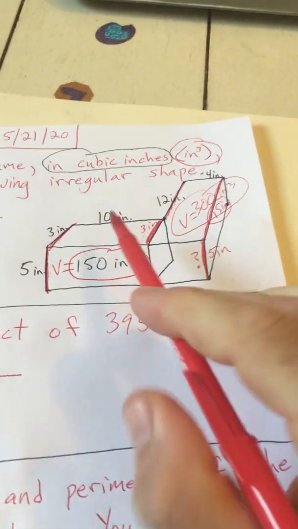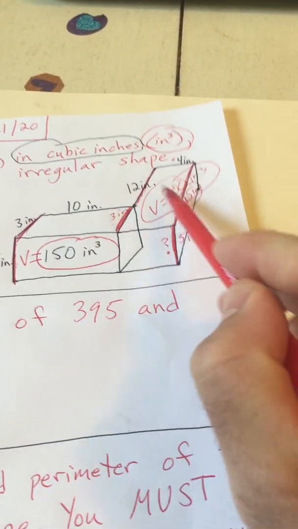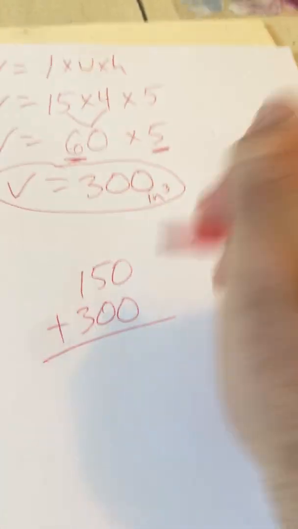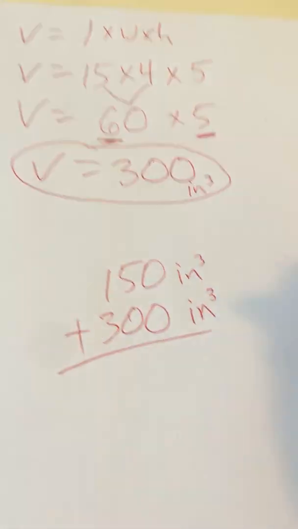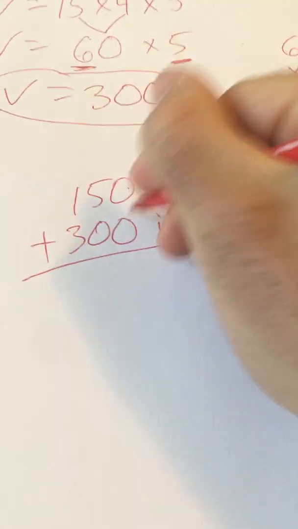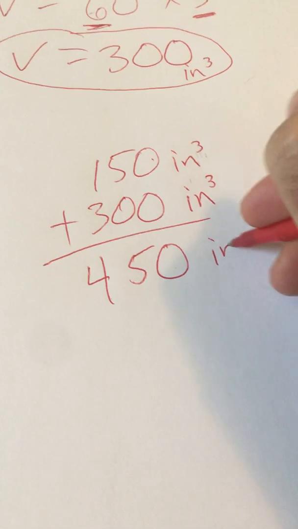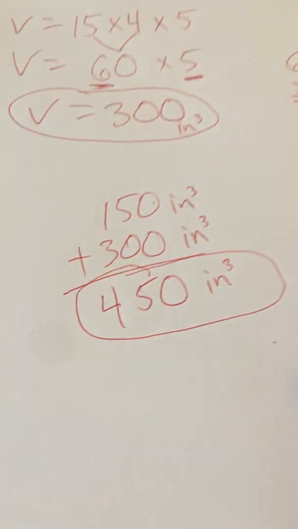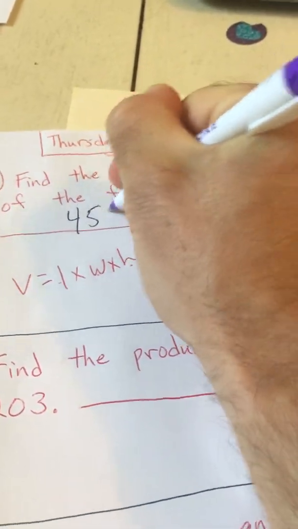Okay? So now we have this volume's 150 and this volume's 300. The total volume will be 150 plus 300. They're both in cubic inches, or inches to the third power, because we did length times width times height, inches times inches times inches. Now we're just going to add those two sides, and it's 450 inches cubed. 150 inches cubed plus 300 inches cubed are still inches cubed. 450 cubic inches is the answer to this problem.